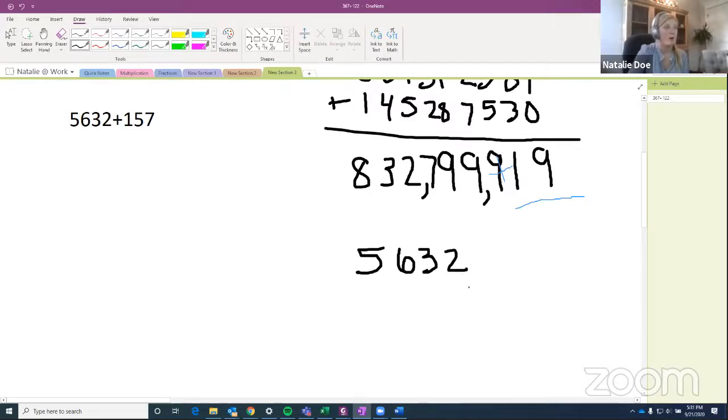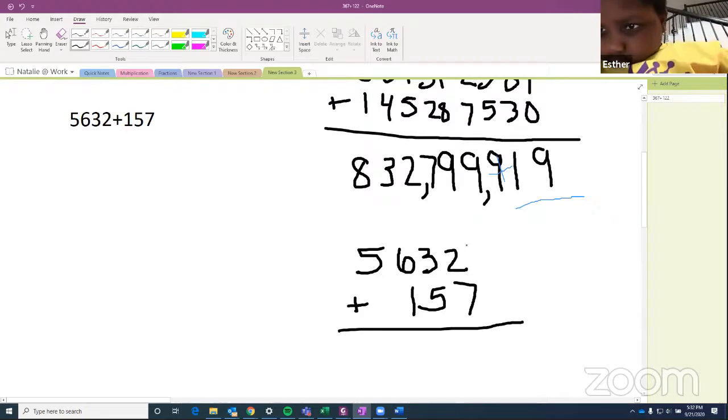So we want the 7 to be right here. And again, this is because the ones line up. Because if we had started off with the 1 over here, then the 1 would be in the thousands place, and then those wouldn't line up right. Does that make sense to everybody? Yeah. So always line up your ones first, and then you can work to the left from that.